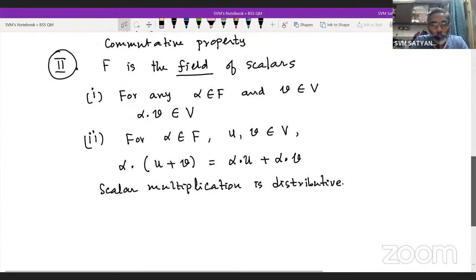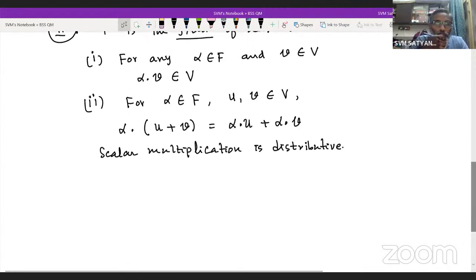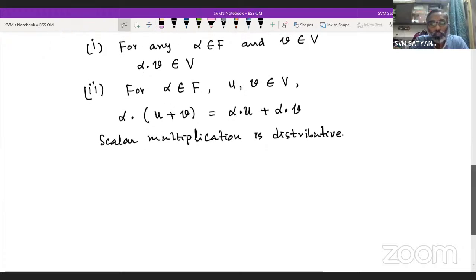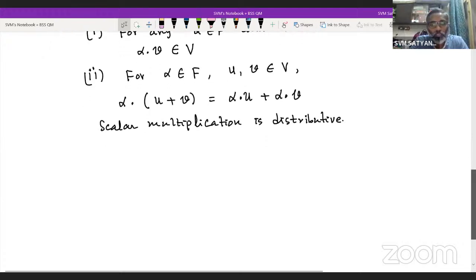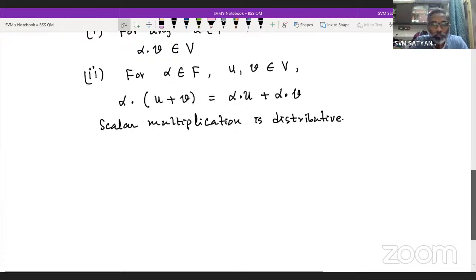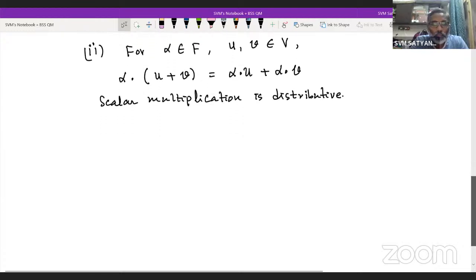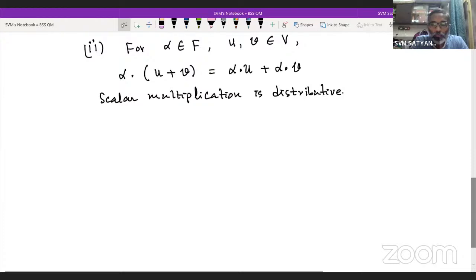Now, if a set of vectors is not satisfying any of these conditions, then we say it's not a vector space. Any of these not satisfying, we will say that it is not a vector space. Now a couple of notions I would like to define so that we can take up solving some problems.